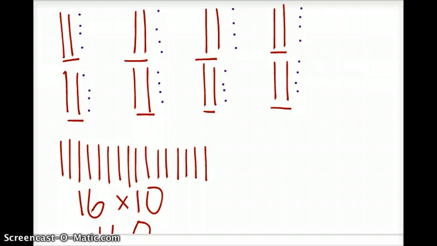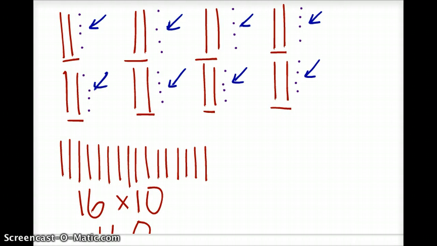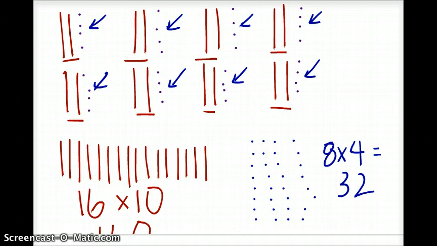We've got 4 1s here, 4 1s here, 4 1s here, and so on and so forth. So we've got 8 sets of 4 1s. 3 sets, 4 sets, 5 sets, 6 sets, 7 sets, 8 sets. We've got 8 sets of 4 1s. That's 8 times 4, which is 32.